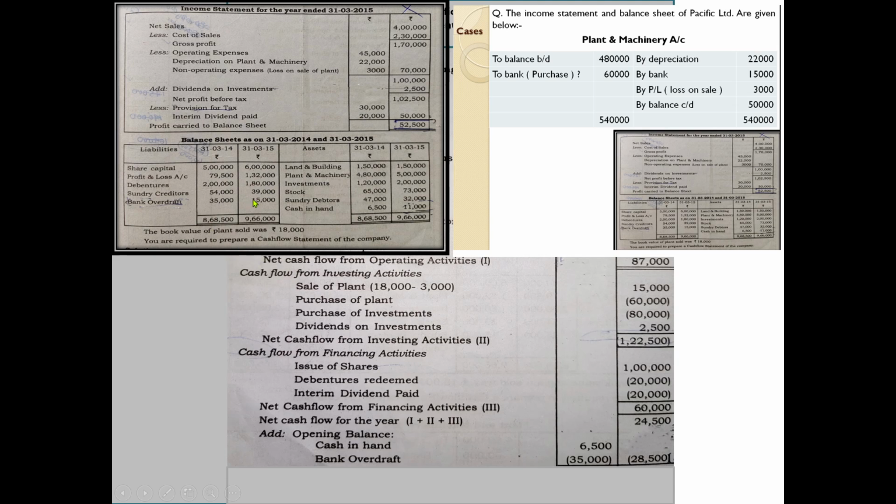And closing bank overdraft has to be adjusted with closing cash in hand and closing cash at bank. In this case, there is only closing cash in hand. So we add opening balance of cash, but we deduct the opening balance of bank overdraft. Bank overdraft is a liability item, that's why we deduct it. So by adjusting that, you got 28,500. If you adjust closing cash balance, cash in hand 11,000 and bank overdraft 15,000, you will get 4,000.